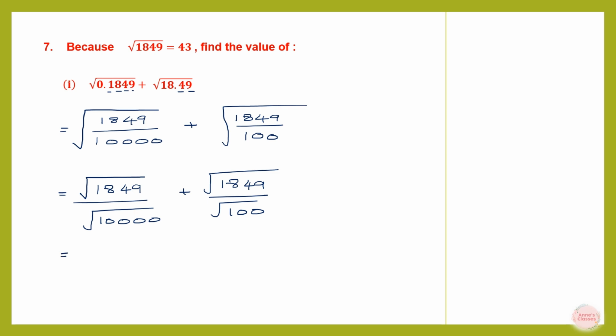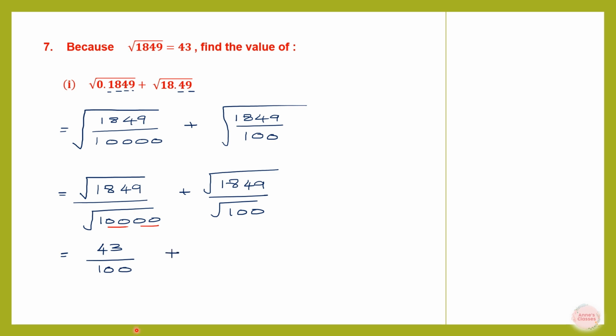Now we already know the square root of 1849. It's given to us in the question. It's 43. So we can write that 43 there. Now here in the denominator, we have to write the square root of 10,000. Now see the zeros. There are 4 zeros. Take one from each pair. So 1 followed by 2 zeros. So that's 43 by 100.